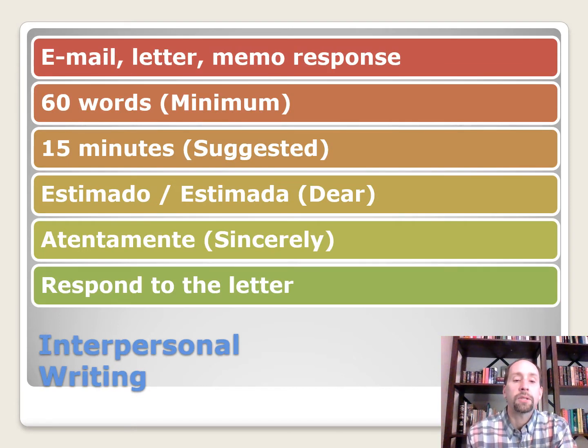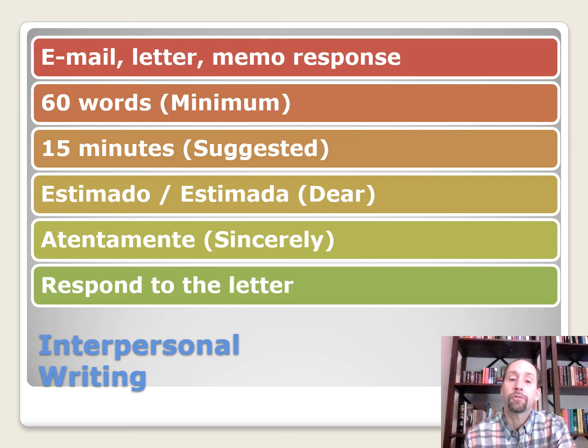Okay, so what is the interpersonal writing going to be like? It's going to be an email or a letter or a memo that you're going to respond to. So it's going to be a little bit more of a formal writing, and we need to have at least 60 words minimum, and they suggest that we spend about 15 minutes on this portion. A couple of things to keep in mind here: if we want to start out a formal letter, we can start off with estimada or estimado, which translates as dear or esteemed, and that's a good way to begin a formal letter.